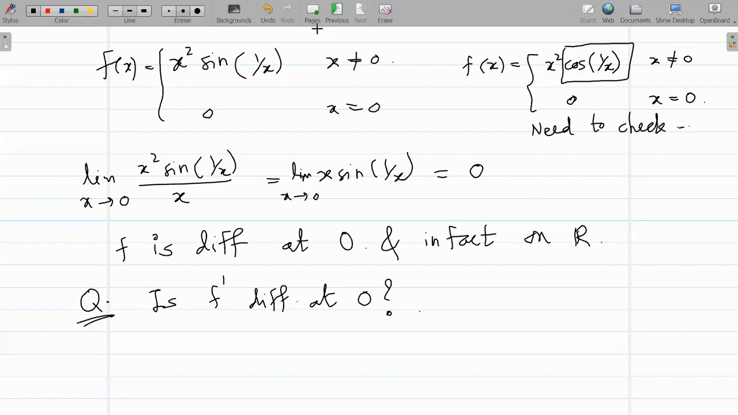So going on to the next quick discussion of the mean value theorem.